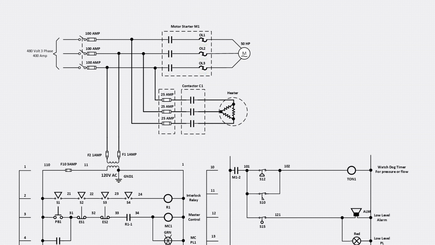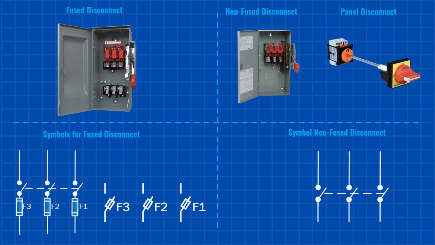Every control circuit starts with safety, and that begins with the disconnect switch. This symbol represents a manually operated switch used to isolate power. Disconnects come in two main types, fused and non-fused. And in control panels, we typically use panel-mounted disconnects.